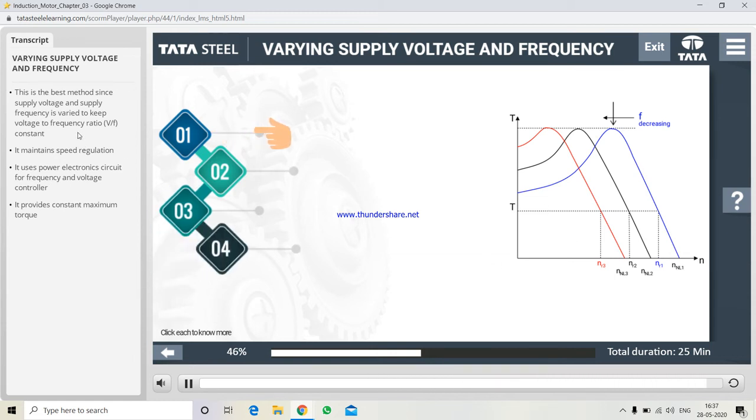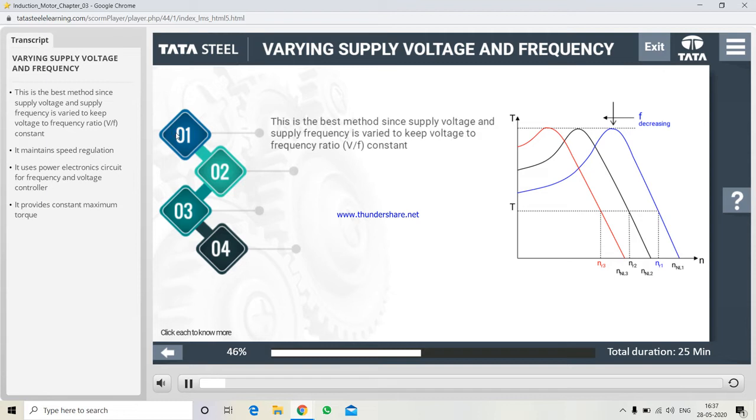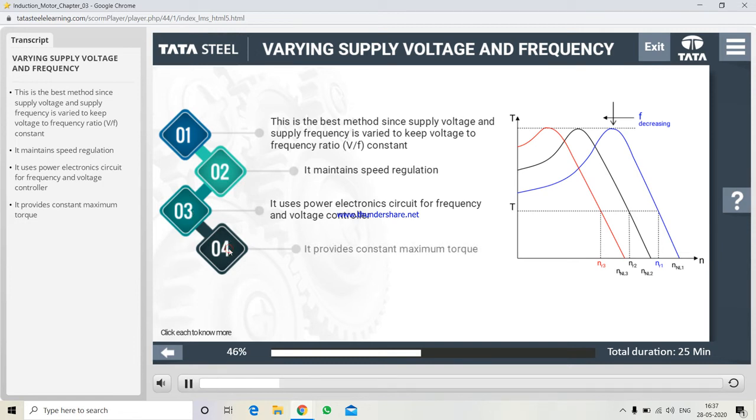Click each to know more. This is the best method since supply voltage and supply frequency are varied to keep voltage to frequency ratio, V upon F, constant. It maintains speed regulation. It uses power electronics circuit for frequency and voltage controller. It provides constant maximum torque. Click Next to continue.